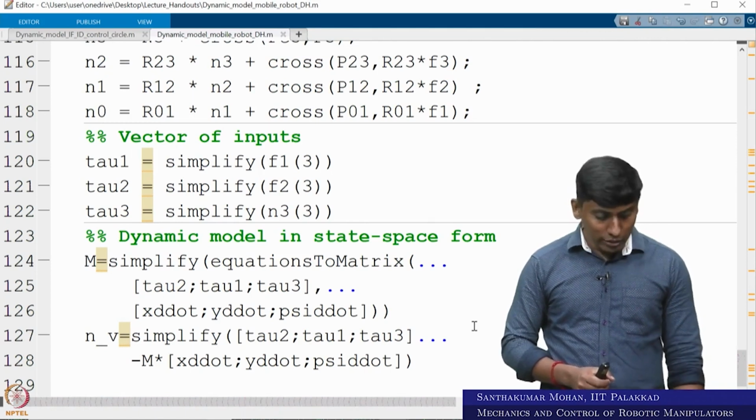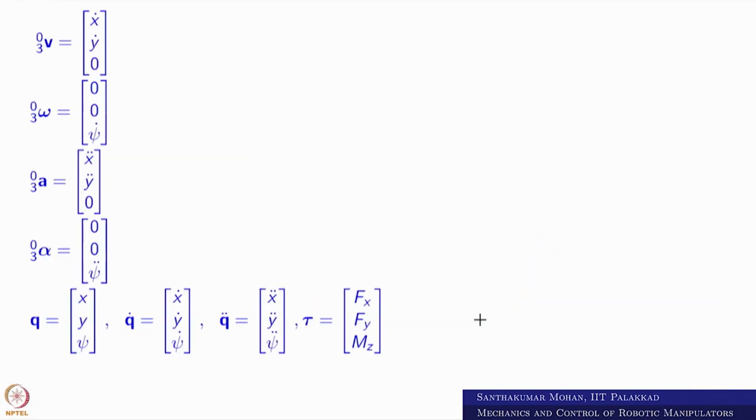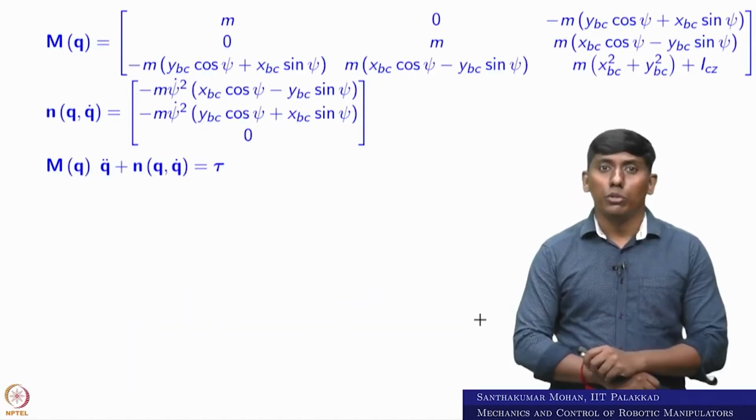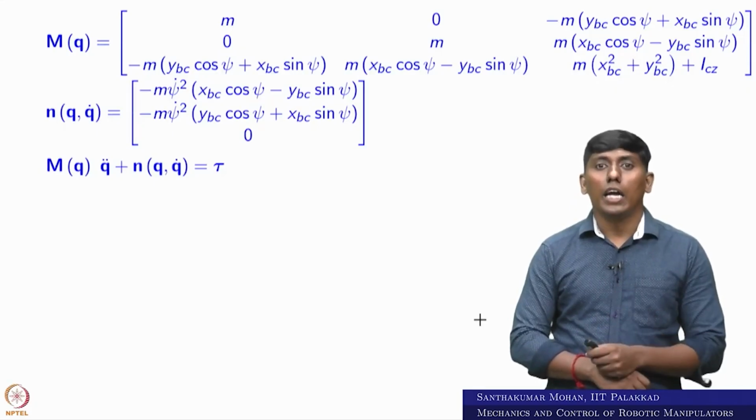For that I will just show the slide, then we can understand. So these are the outcomes. These outcomes can be written as M of q and N of q, q dot, and this is the way we can write the final dynamic model.